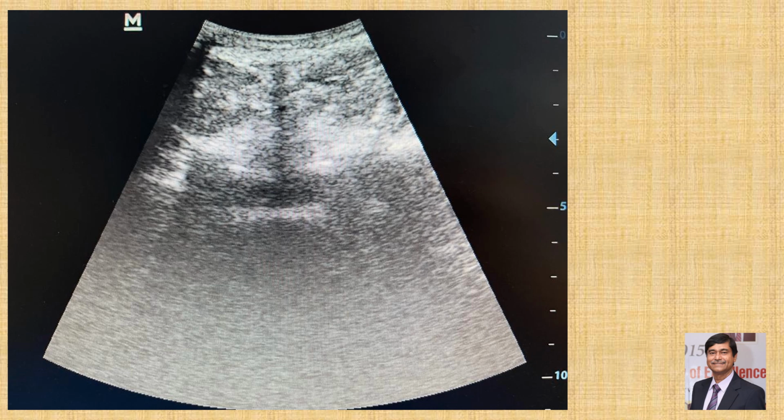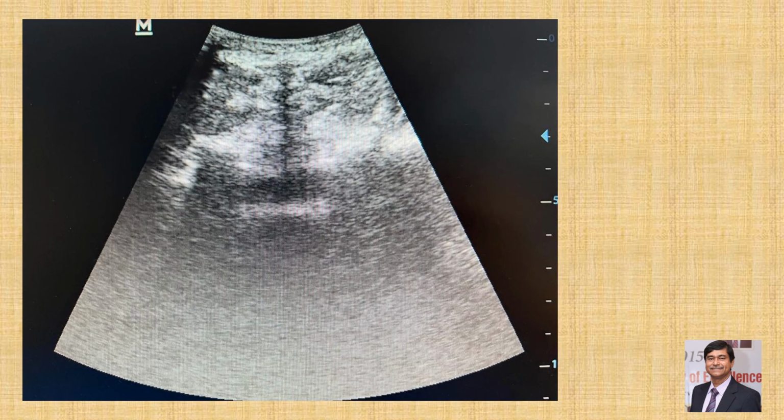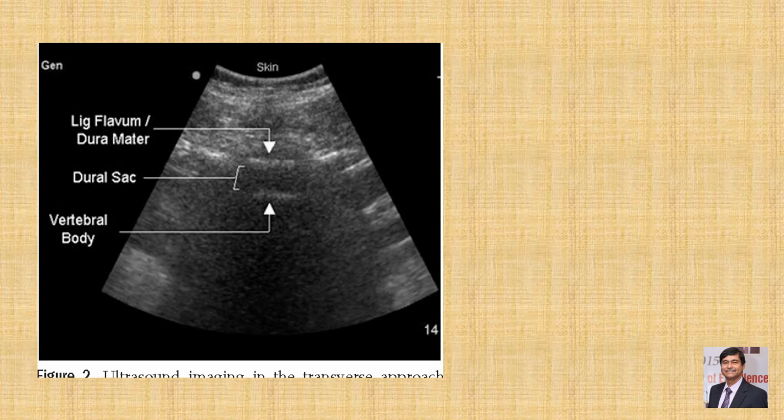This is the ligamentum flavum and dural complex. This is the subarachnoid space, and this is the anterior dura. We can measure the distance between them. This is the white line. It is about 4.5 centimeters. So we see that after 4 centimeters, we should be careful because we can end up in a dural puncture. This is a clearer diagram. This is the dura mater and ligamentum flavum, the dural sac, and this is the vertebral body.